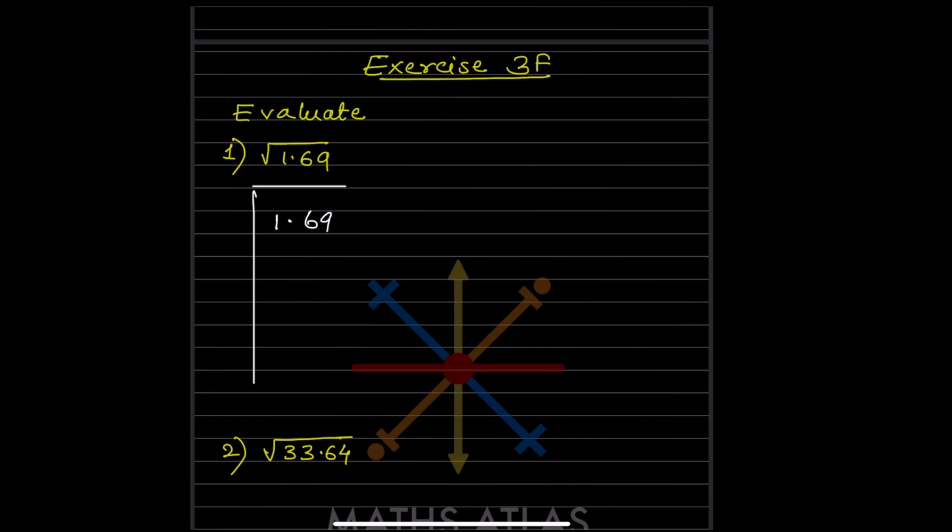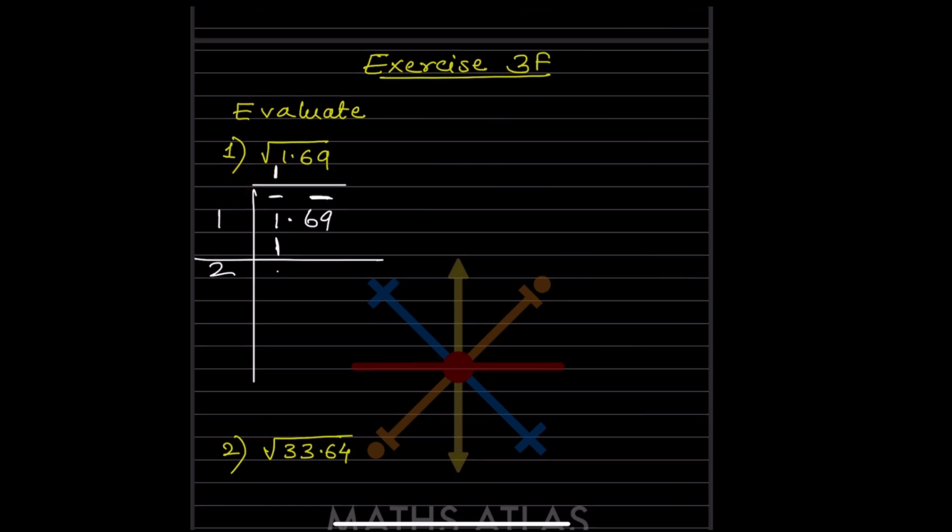So we are going to do the pairing again: 1, 2, and this is a single number. Now you know 1 square is 1, 2 square will be 4. So you are going to take here 1 into 1, that is going to be 1. So now this is going to be 0. What are you going to write here? 1 plus 1, that is going to be 2. So you will write here 2. Now here there is nothing, 0. So here you are going to write 69.